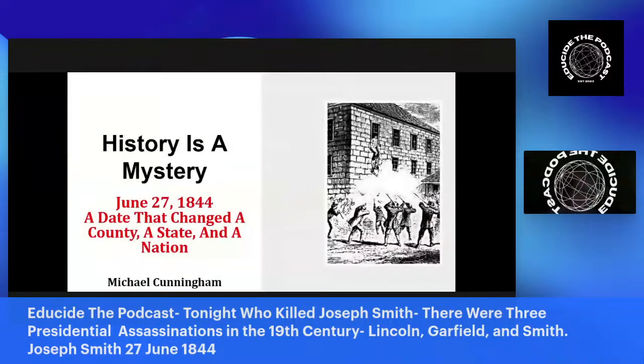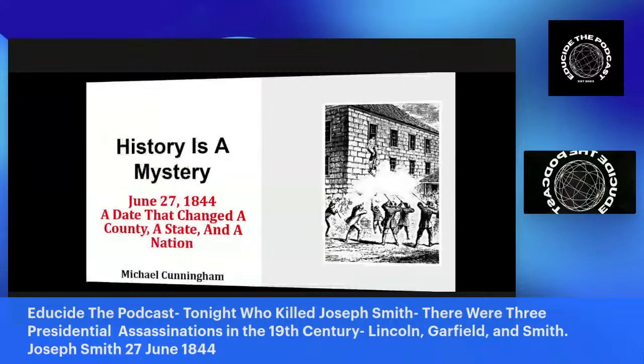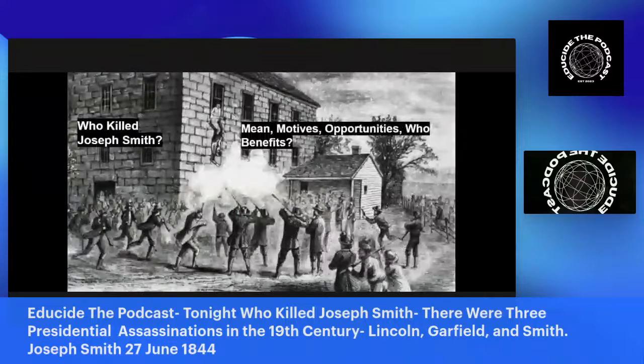History is a mystery. June 27th, 1844, a date that changed a county, a state, and a nation. By Michael Cunningham. Who killed Joseph Smith? Means, motives, opportunity, and who benefited?